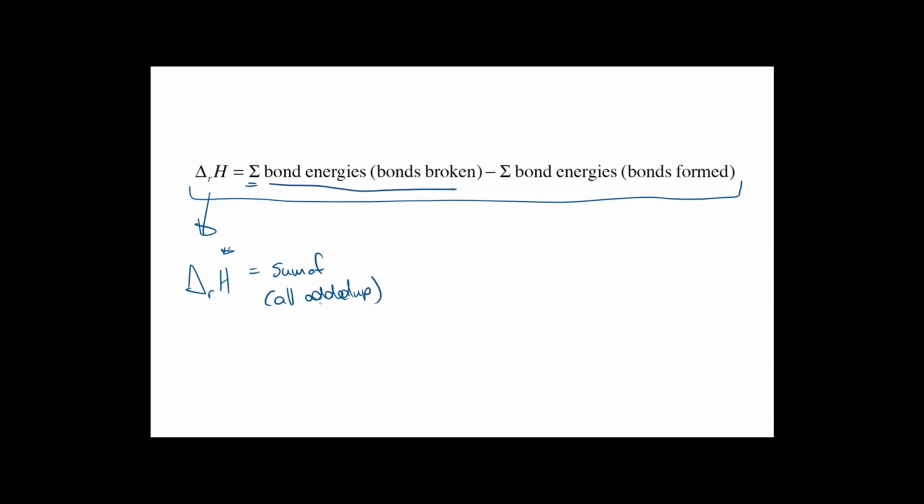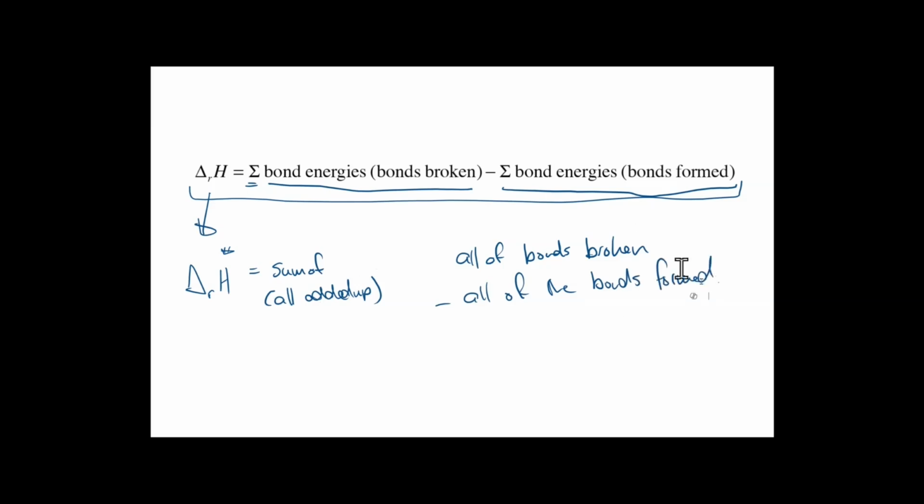The bond energy is broken minus the sum of all the bond energies formed. Okay, so it's all of the bonds broken minus all of the bonds formed. So what does that actually mean?